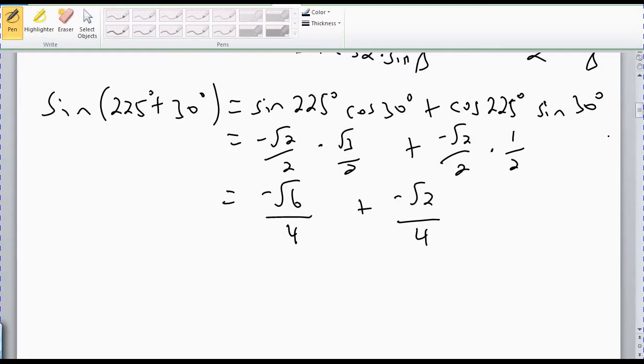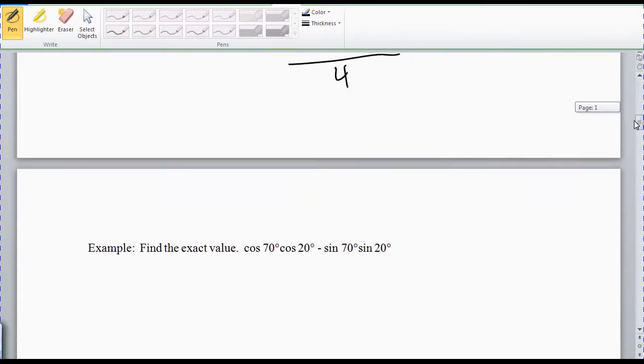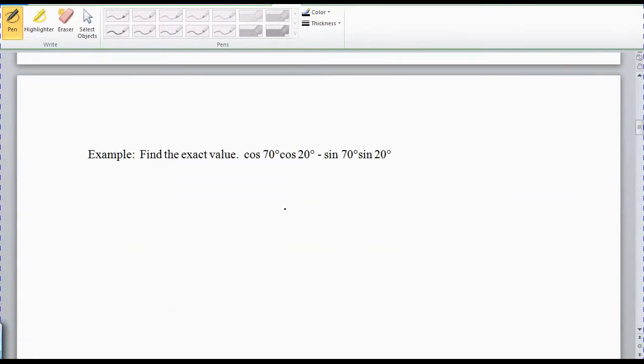And that's the answer. Well, we can clean it up just a little bit more. We can write it all kinds of ways. Negative square root of 6 minus square root of 2 all over 4. That's good enough. The system should take that. Now look at this example.